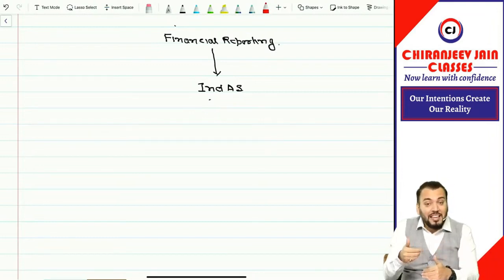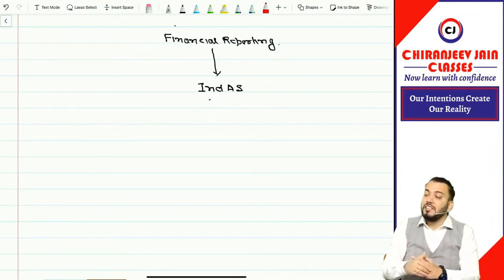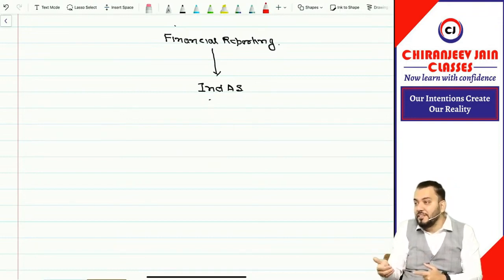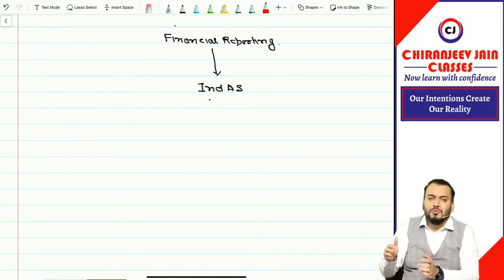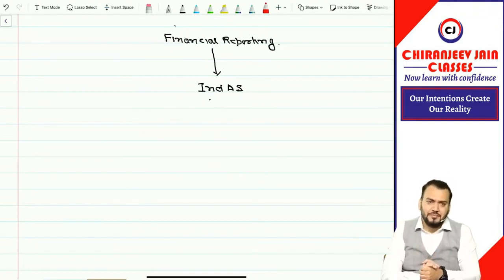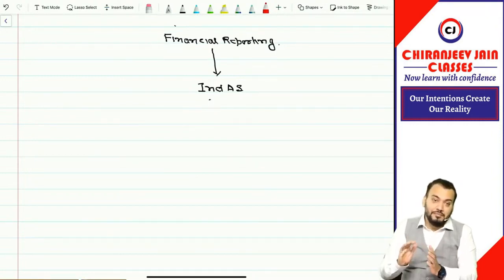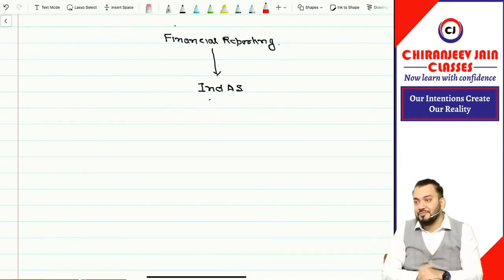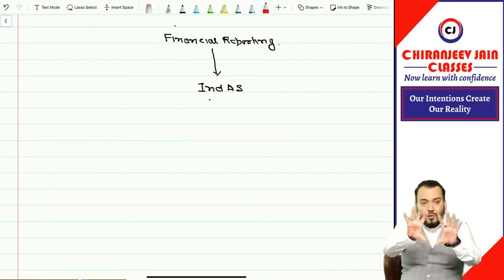Why you are not applying Ind accounting standard? Because Ind accounting standard is applied to big companies, I will say. Not only listed companies, it is applied to big companies. Means it is also applicable to unlisted companies. But it is big companies. Correct? It means now what is the situation?